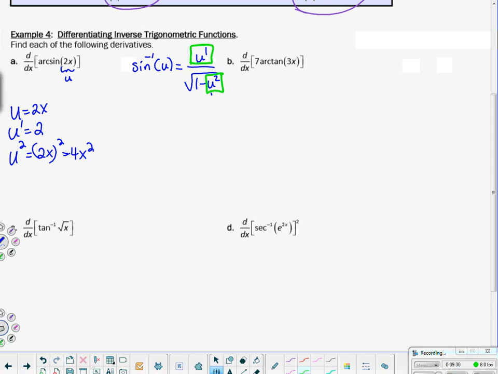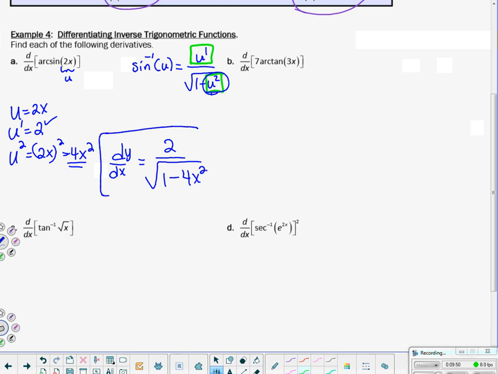So follow the pattern. The derivative of this function will turn out to be u prime is a 2, over square root 1 minus, I need a u squared, my u squared is 4x squared, and that is done.